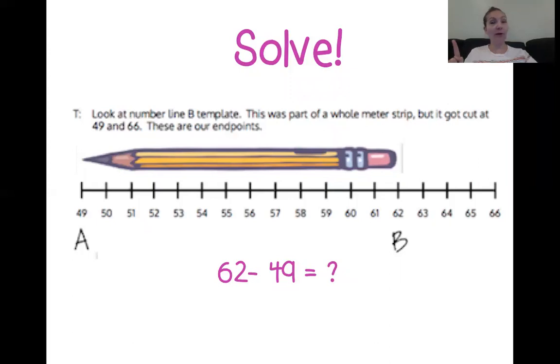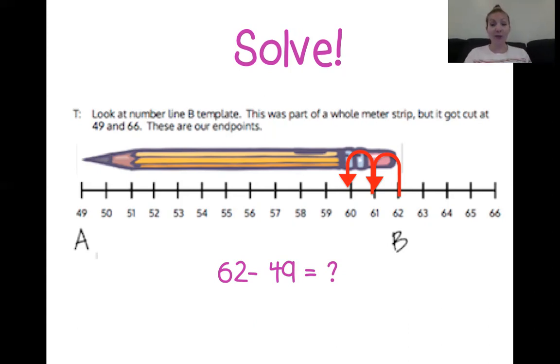Did the pencil go all the way from 0 to 62? It did not. It only went from 49 to 62. So how can we figure out how long this pencil is? One way is by counting each of the spaces between 49 and 62. So I could go, okay, I'm going to count from 62 to 61. That's 1, 2, and I could keep going all the way till I get to the end of the pencil. And that would tell me how many centimeters it is.